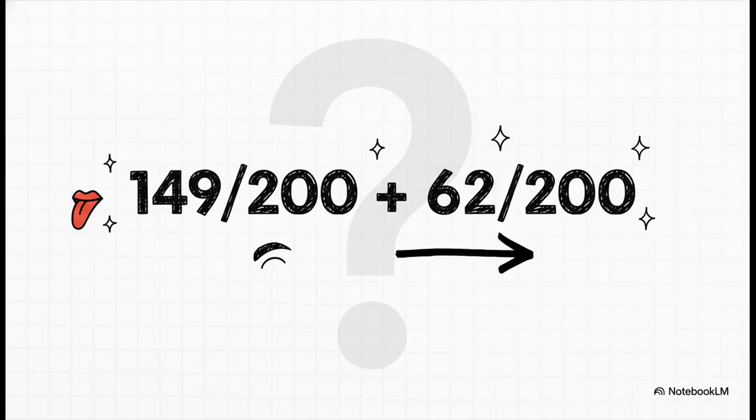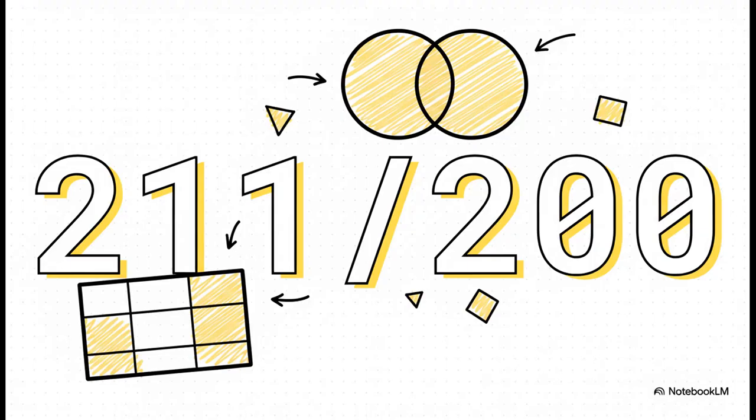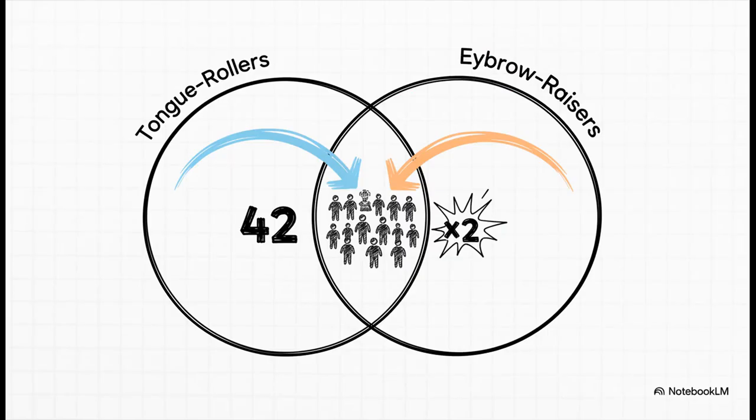The really tempting thing to do, the thing that feels right, is to just add the probability of rolling a tongue, which is 149 out of 200, to the probability of raising an eyebrow, which is 62 out of 200. I mean, it seems perfectly logical, doesn't it? But look what happens when we do that. We get 211 divided by 200. Whoa, hold on, that's impossible. A probability can never be more than 1, or 100%. So something has gone seriously wrong here. What is it? And here it is.